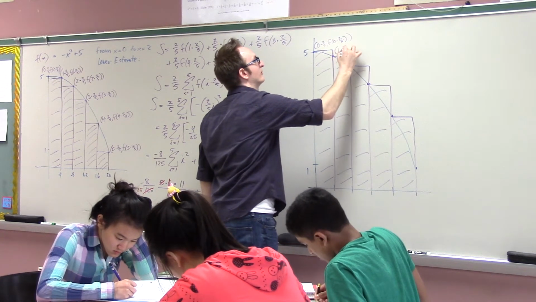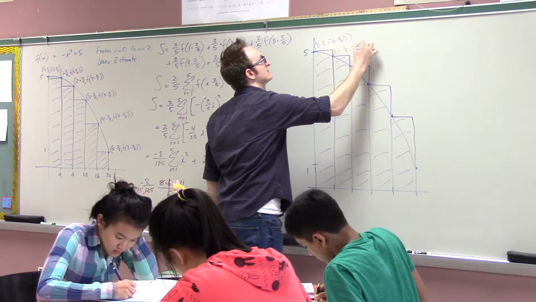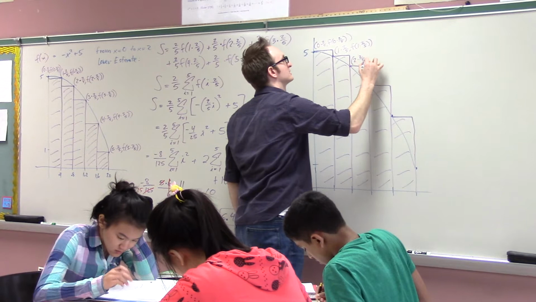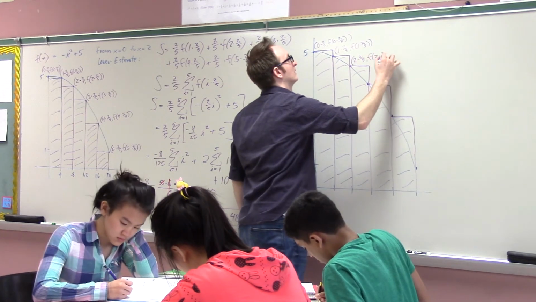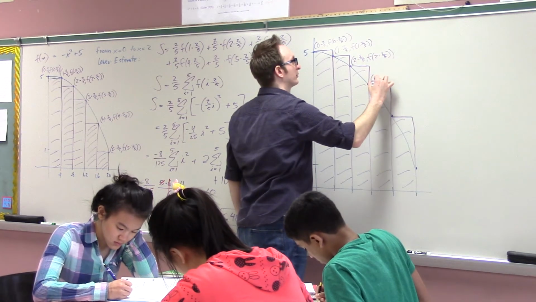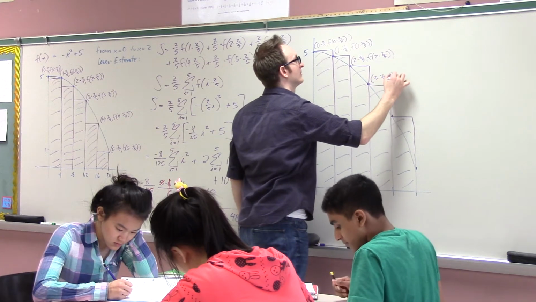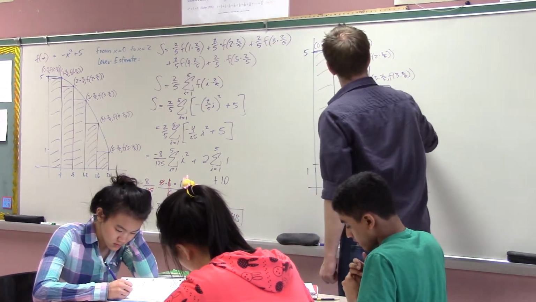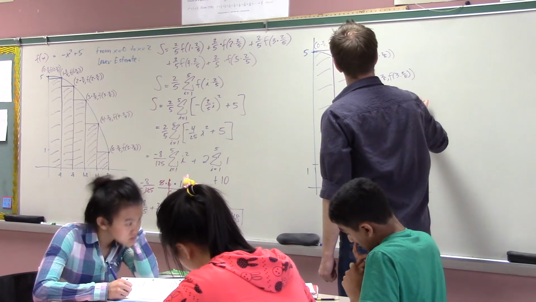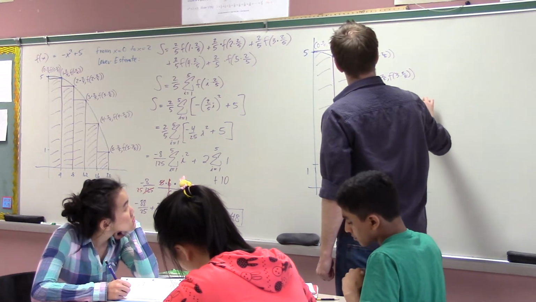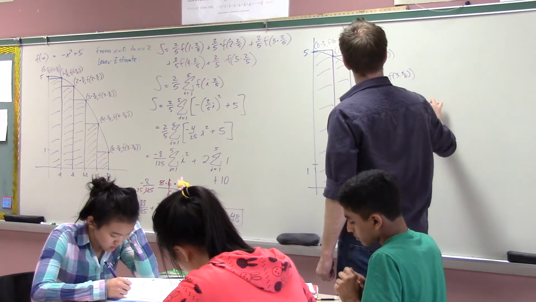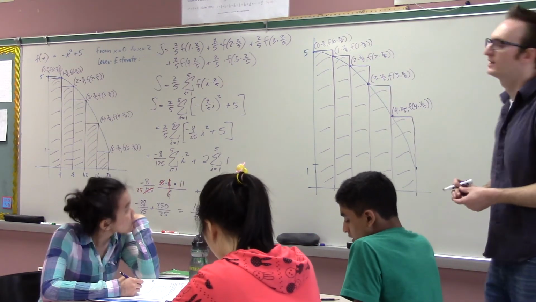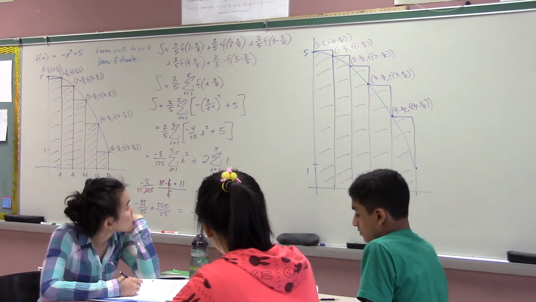1 times 2/5, f of that. 2 times 2/5, f of that. 3 times 2/5, f of that. And 4 times 2/5, f of that. All right, and now if we write out the sum, can we just go straight to sigma notation maybe?